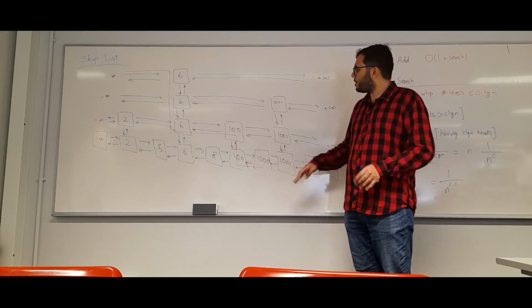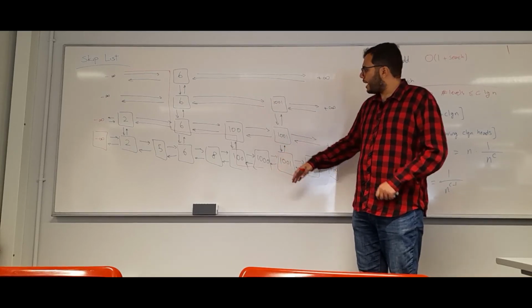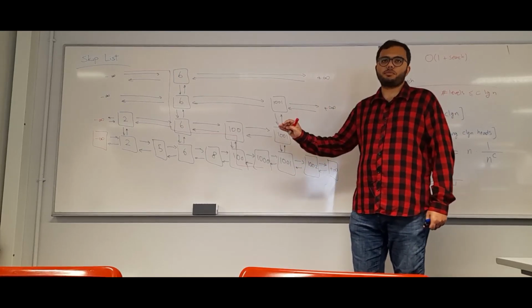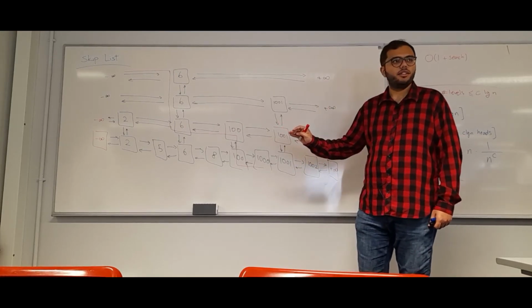And you can do the same argument at every level here. So at every step, I'm going up with probability a half, and I'm going left with probability a half. Right?